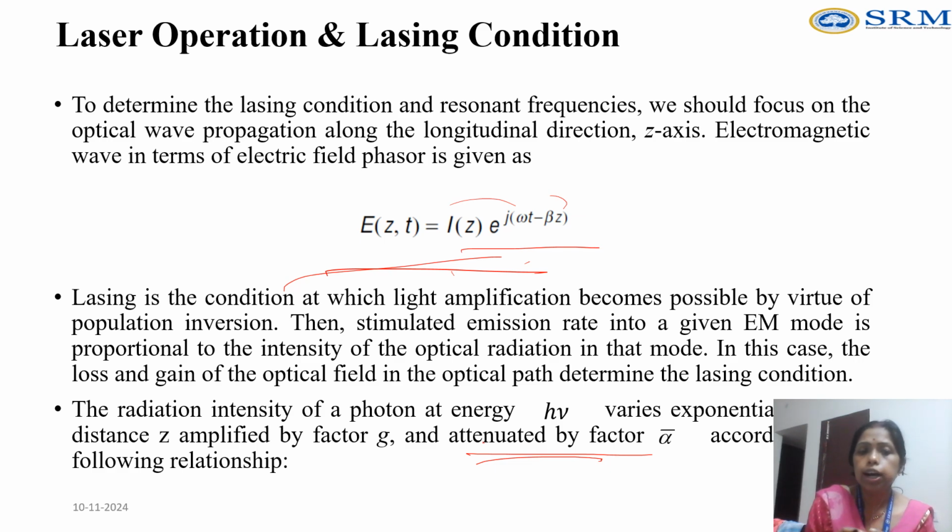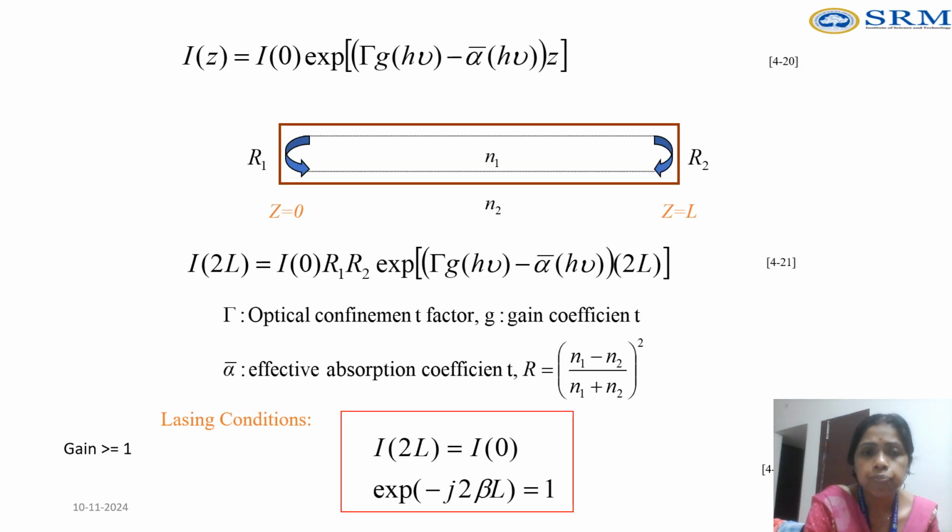So the radiation intensity of the photon will vary exponentially over the distance by a factor of the gain factor and by a factor of the attenuation factor. In this way we can write the equation for intensity like that. So this is the equation.